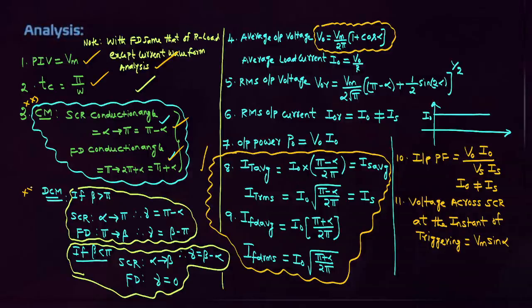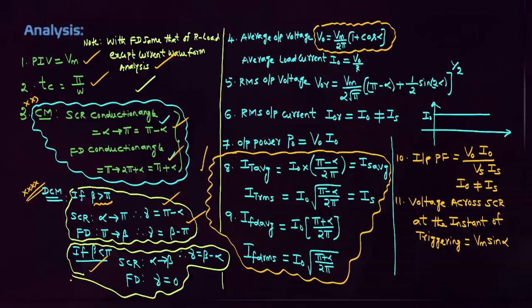In discontinuous mode, not yet framed in GATE exam with respect to discontinuous mode conduction angles, but we may expect it, so be ready to answer. Discontinuous mode, but the condition is beta greater than pi. SCR conduction angle is pi minus alpha. Freewheeling diode conduction angle is beta minus pi.